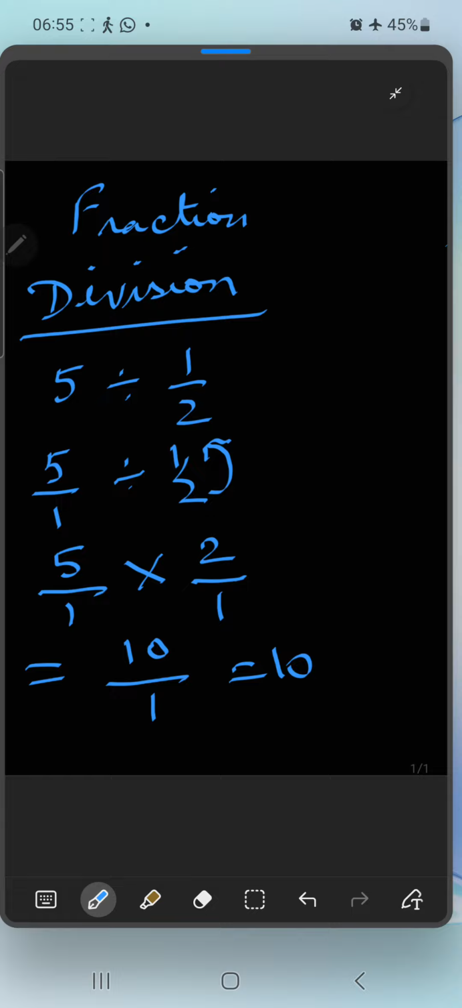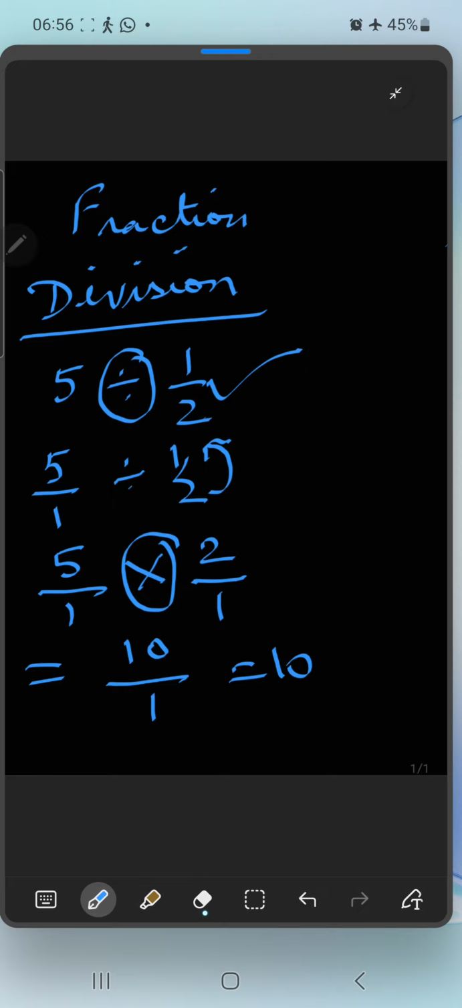What we had done here is we had converted this division sign into a multiplication sign, and we had reversed the digits of the second fraction. Always we have to reverse the digits of the second fraction, not the first one. This you have to remember.